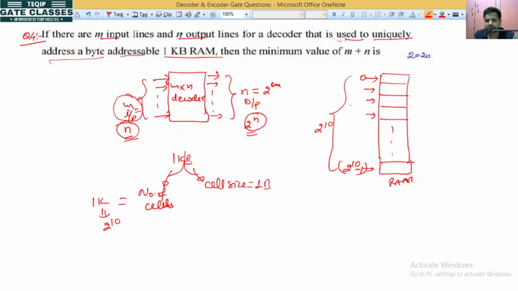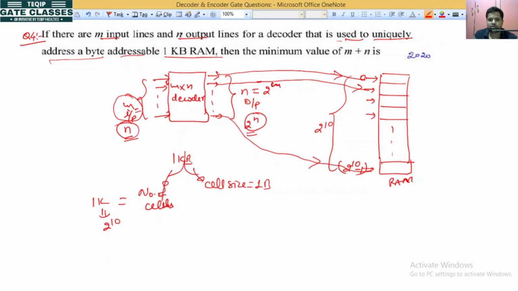Where are we getting all these addresses from? From the output of this decoder. So this is connected uniquely. The second output of the decoder is connected with the second line of the RAM, okay? In this way, the last line of the decoder will be connected with the last address line of the RAM, okay? So it has a total of how many addresses? 2 to the power 10.